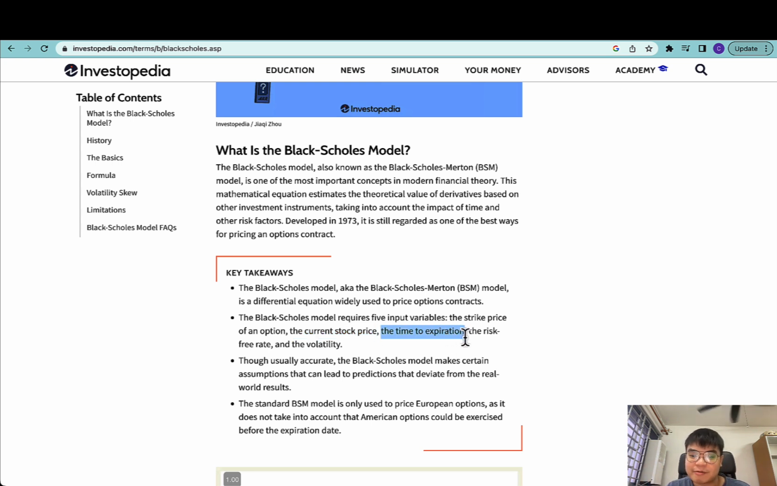The time to expiration. Every option is a contract and it has an expiration date. So this is pretty much the number of days to expiration divided by 365. There are variants where you could technically do that in days, but that's a different thing. And then there's also the risk-free rate.